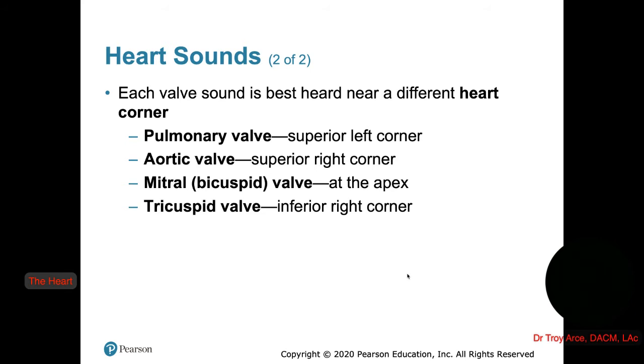Your mitral bicuspid valve is at the apex. So again, the apex is where? It lies level with the diaphragm, right? It's resting on the diaphragm. That's your bicuspid valve. Your tricuspid valve is the inferior right corner. So this is where, if there's a valvular problem, you can pick it up by listening with a stethoscope.